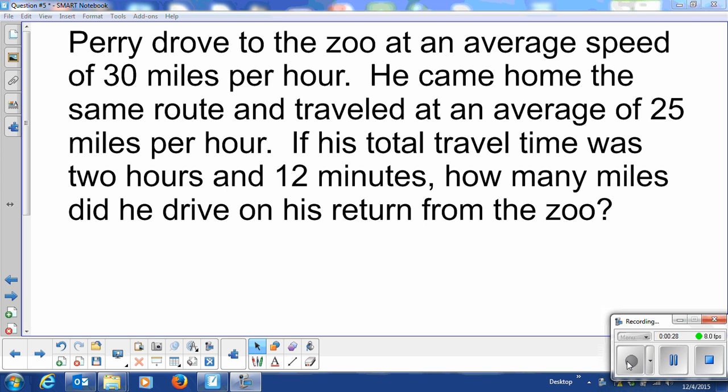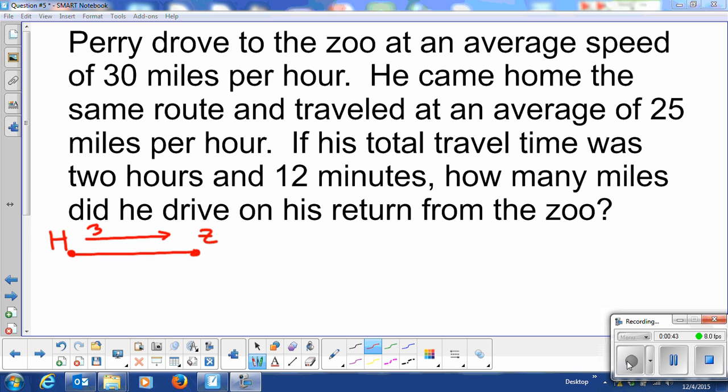from the zoo? So basically, if we just take a moment to think about the scenario, Perry leaves his home. Let's say his home is here and he drives to the zoo. And on his drive there, he is traveling 30 miles per hour. And he leaves the zoo and he comes back exactly the same route, except this time he is traveling 25 miles per hour. And the question is, well, how many miles did he drive on his return? So we want to know how many miles was that?